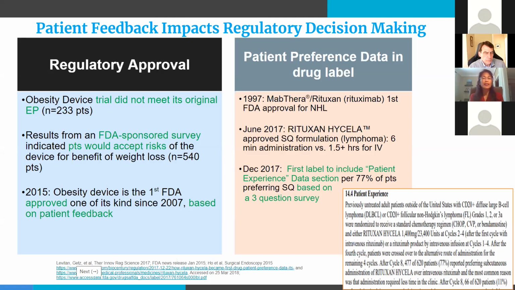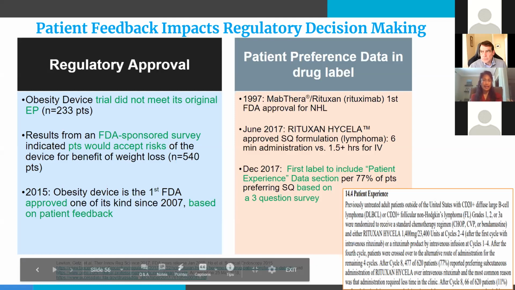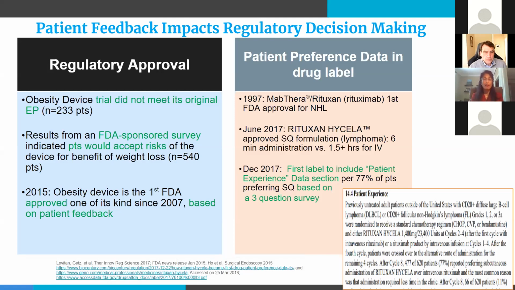Another example is patient preference data in a drug label. If you type in any drug and type in prescribing information, that's essentially the drug label. It tells us physicians how to use the drug. Well, rituximab has been around since 1997. It was approved for cancer back then. You know that we use it in several nephrotic diseases off-label.